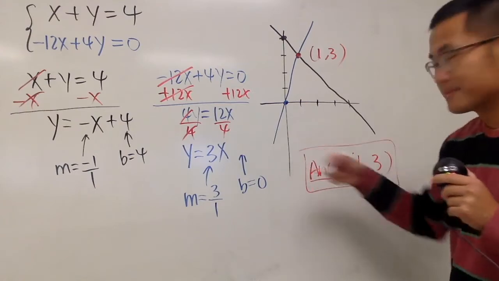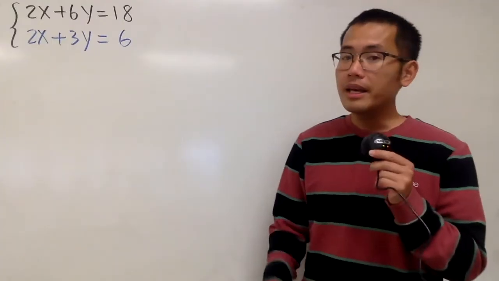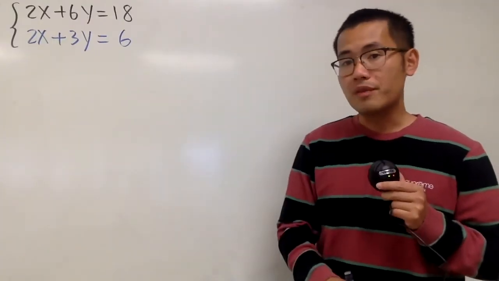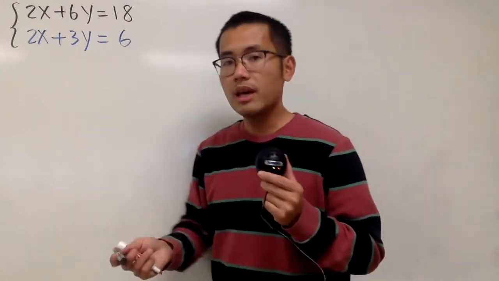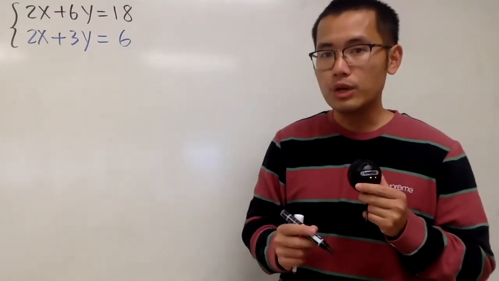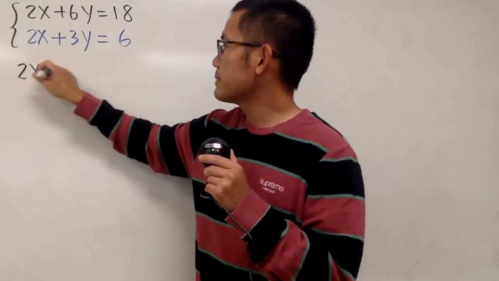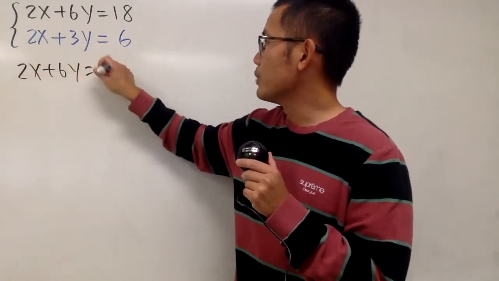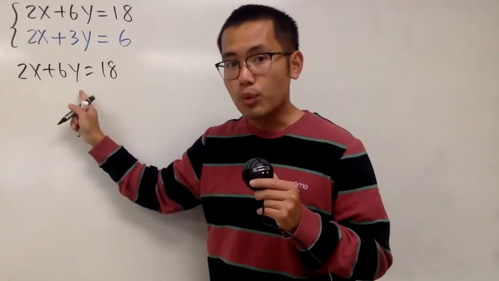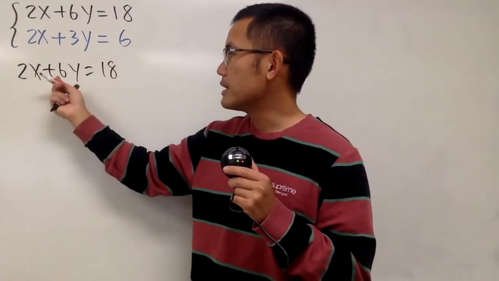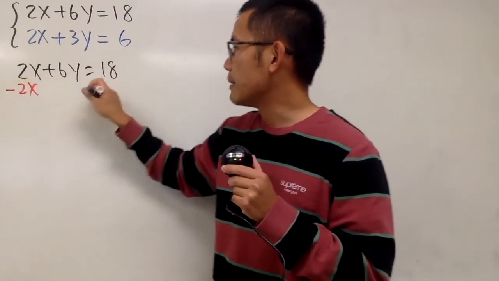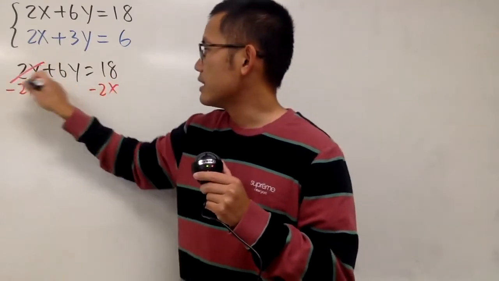And that's it. Okay, here we're going to solve this system of equations by graphing. So here we go. For the first one, again, we have to first put in the y equals mx plus b form. So let me just work that out right here. 2x plus 6y is equal to 18. I need to isolate the y, so I'll keep this first. That means I will have to minus 2x on both sides, so that this and that will cancel.